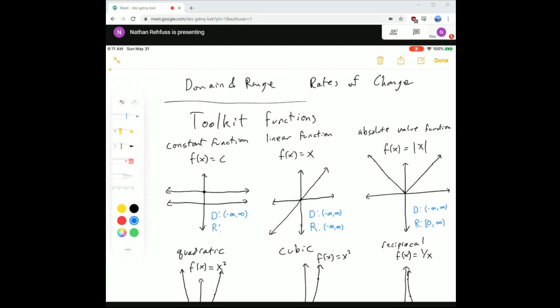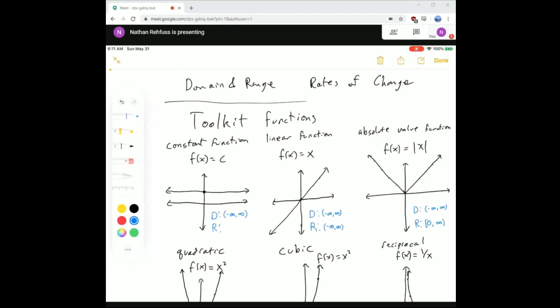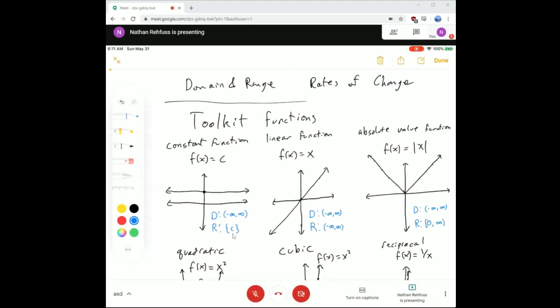But the range, this one's pretty goofy. What numbers can I get as my output? Just C. C is the only output we can get. So the range is just C. I'm going to write it with curly braces. So I'm going to say the range is a set of outputs, and it's the set with only one element, and that element is C.